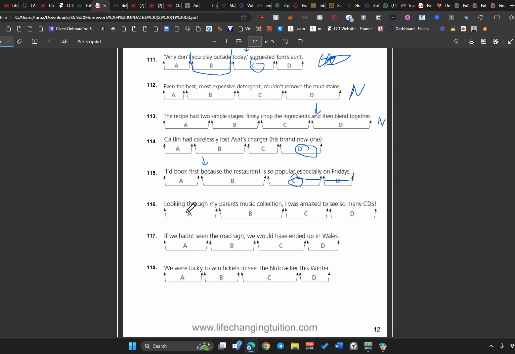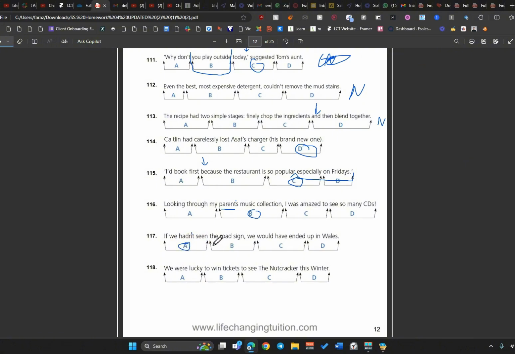Okay, 116. Looking through my parents' music collection, I was amazed to see so many CDs. Okay, looking through my parents' music collection. Well, here we go. There should be an apostrophe there. If parents are possessing that music collection, that should definitely be B. If we hadn't seen the road sign, we would have ended up in Wales. Apostrophe there. Should be A.